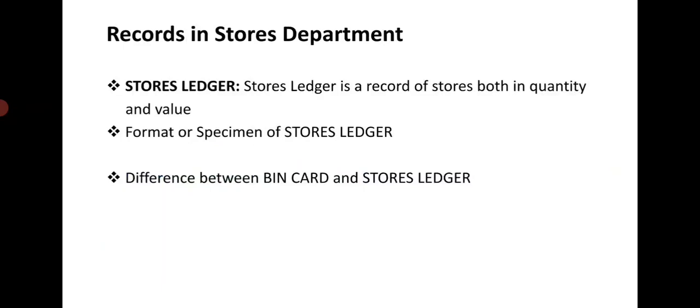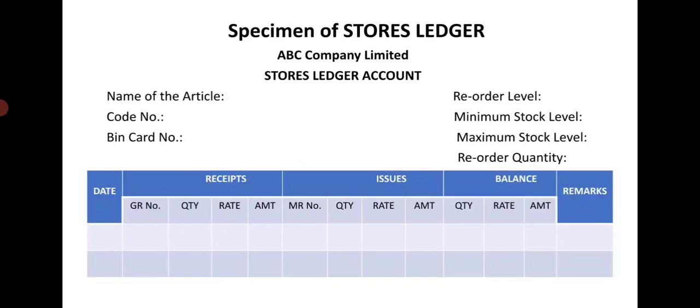Here is the format or specimen of the stores ledger account. First we should write down the company name, then we should write down the method which we are following, that is FIFO, LIFO, simple average or weighted average method. On the left hand side we should write down the name of the article and code number and bin card number. On the right hand side we should write down the reorder level, minimum stock level, maximum stock level and reorder quantity, that is EOQ.